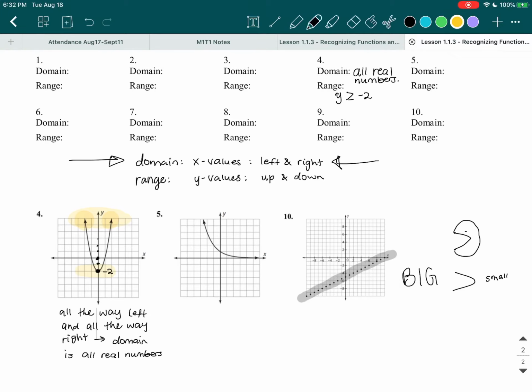Okay, let's talk about number 5. For number 5, let's do the domain first. So here's number 5. We're going to write our answers there. All right, let's take a look at left and right. On the left side, arrow. On the right side, arrow. And so since it goes all the way left and all the way right, that means our domain is all real numbers.